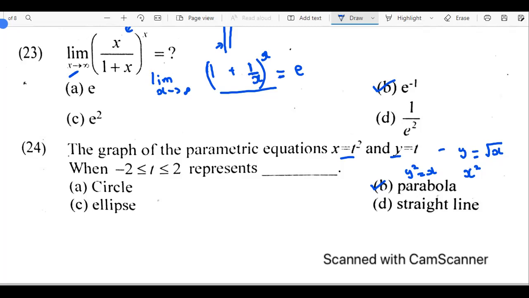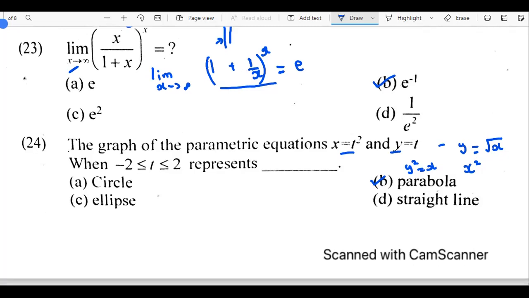So this was the second part of the first video. Here we have discussed some more questions which were related to the topic functions and limits.